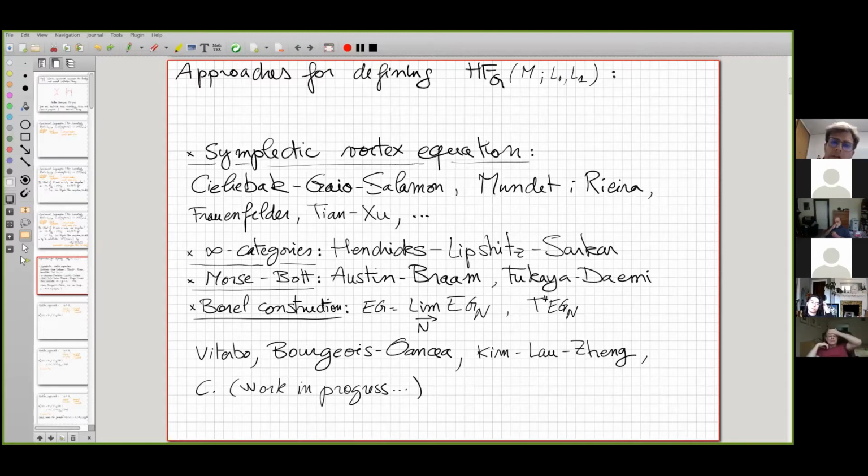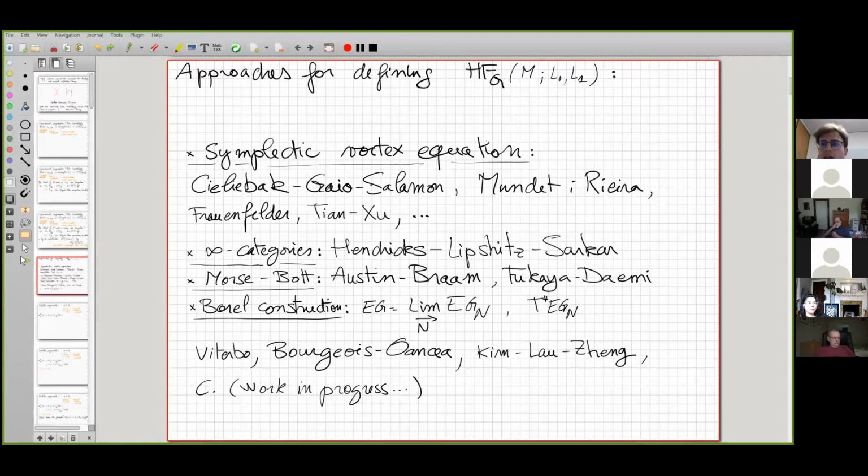And then finally, you can also do some Borel construction if you take an approximation of EG, and then you can look at the cotangent bundle of this finite dimensional approximation, and you can use this to produce a construction. So a construction like that appeared in symplectic topology in work of Viterbo and Bourgeois and Oancea. More recently, Kim, Lau, and Zheng also define a version of such an equivariant Lagrangian Floer homology, and also have another very similar construction, but it's work in progress.